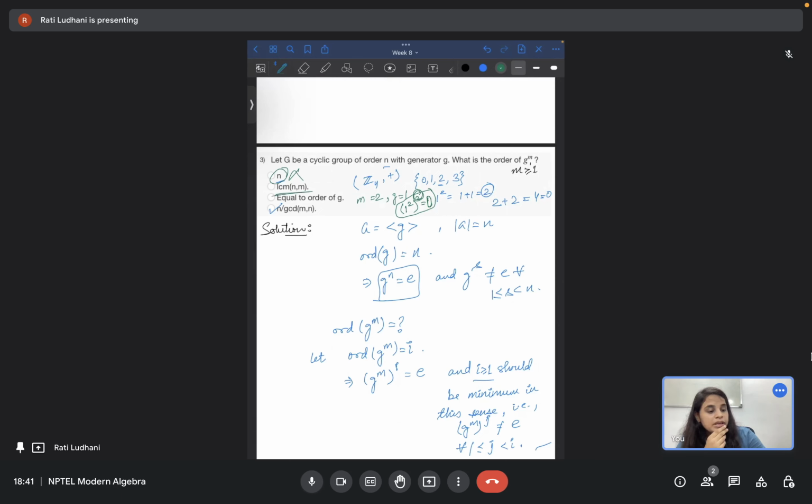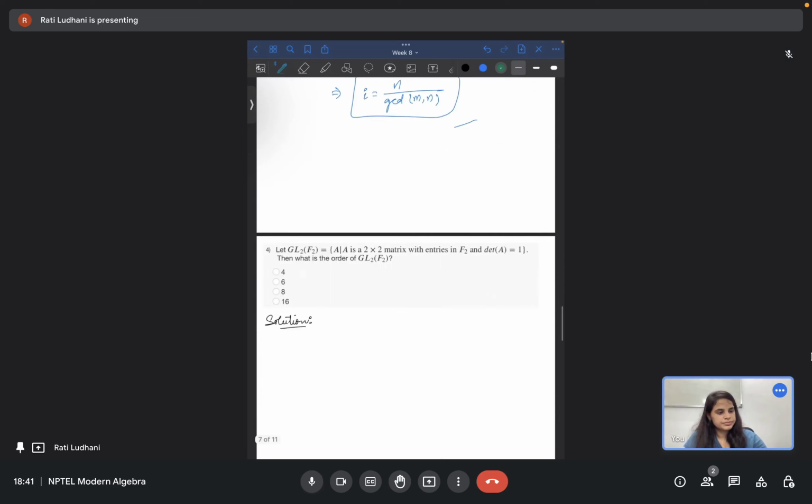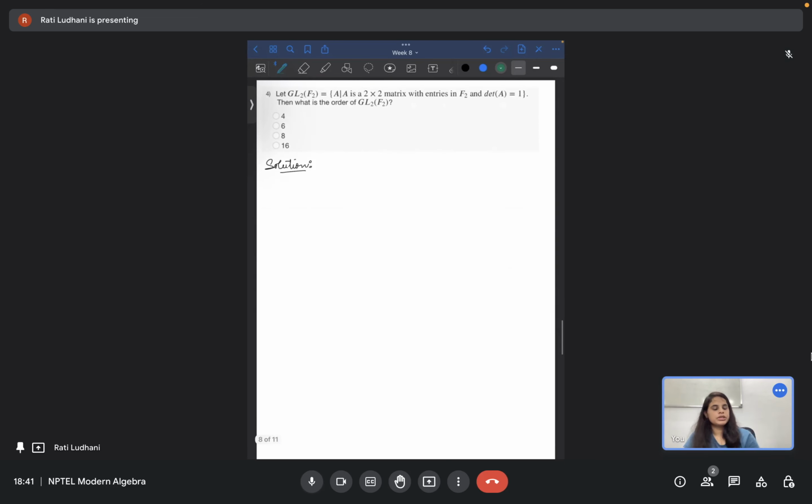Now for the LCM of n and m, the same example works. n is 4, m is 2, so LCM is 4, and again it is not equal to the order of g, so that is not true. This example fits for everything. So that is clear, I hope. Let's move to the next question then.